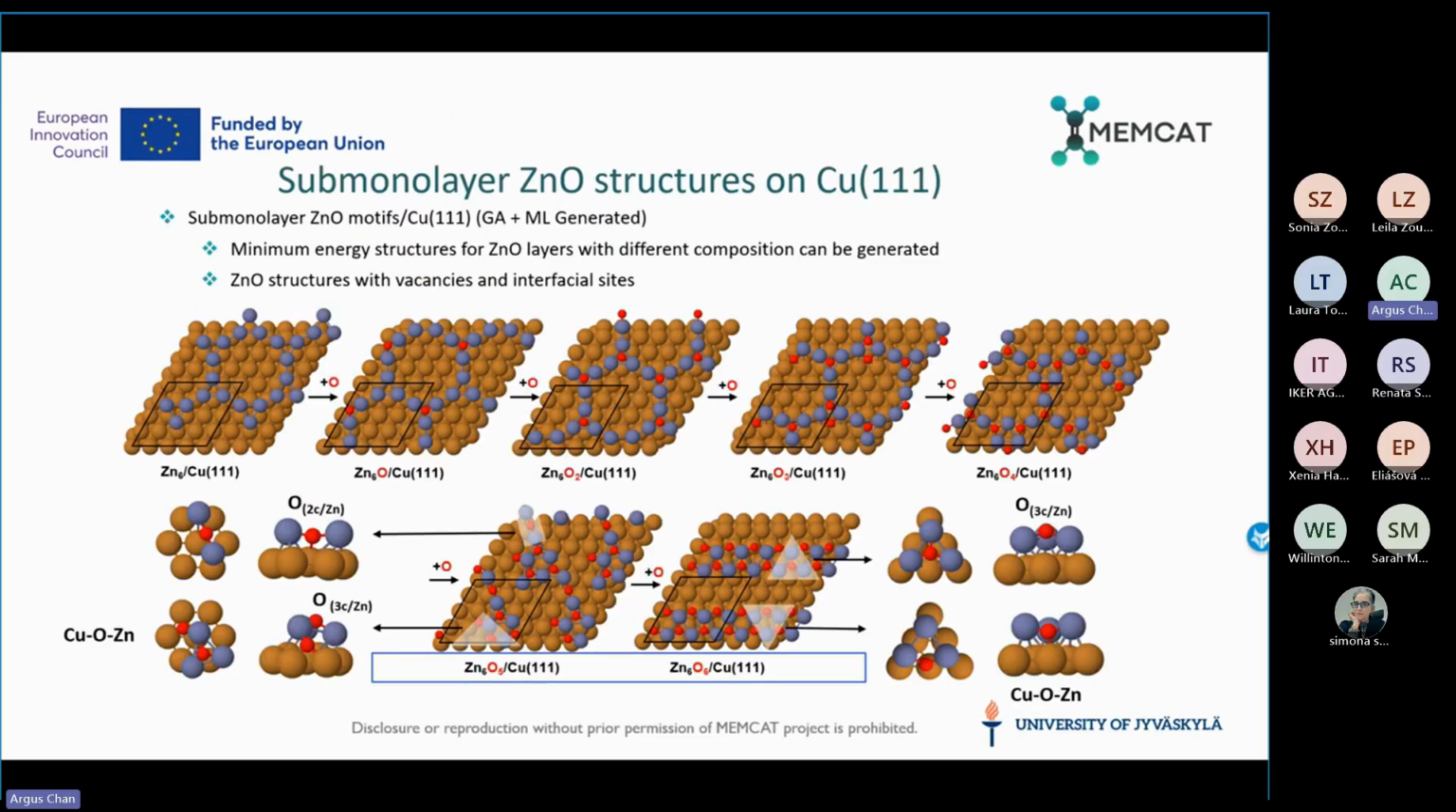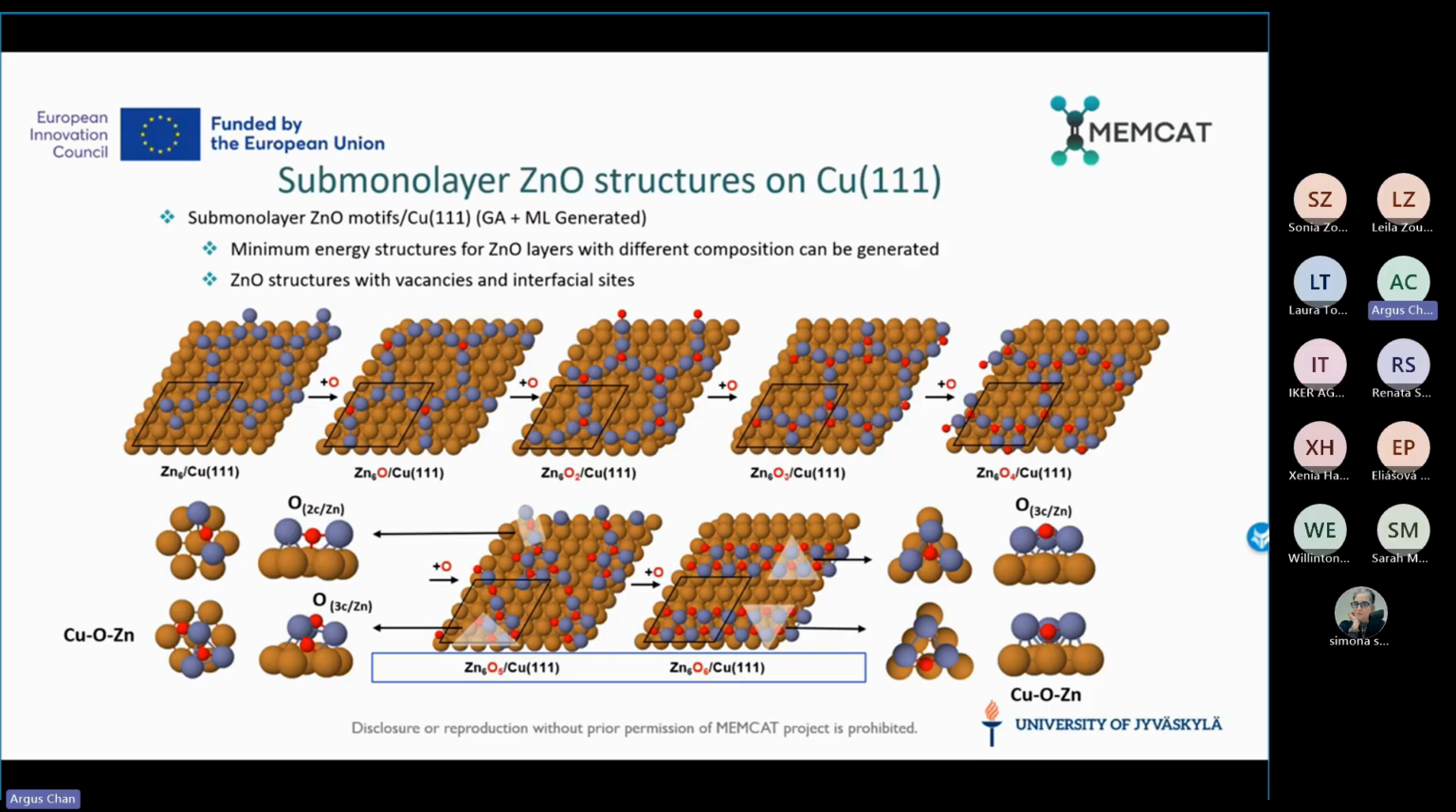And here are some submonolayer structures that we have considered in the MEMCAT project. Here we don't have that much zinc oxide on the system. Compared to those highly ideal and symmetrical cluster structures, these have been obtained from the machine learning approach. They form this kind of network, leaving lots of empty copper sites, and these provide different types of copper zinc oxide interfaces.